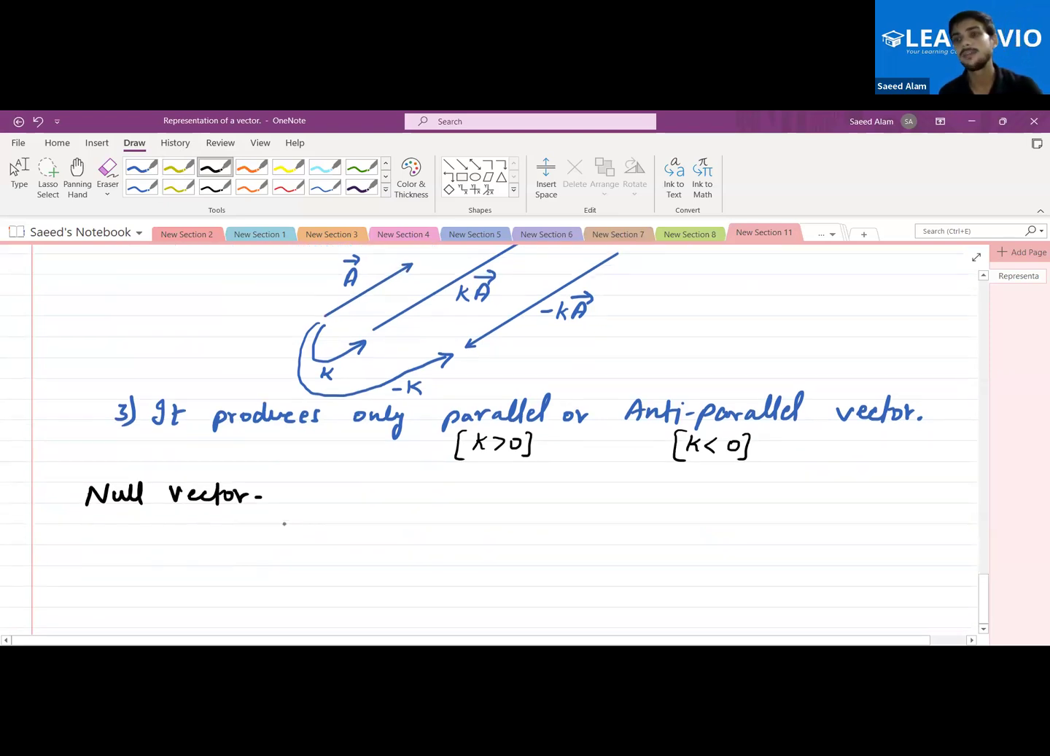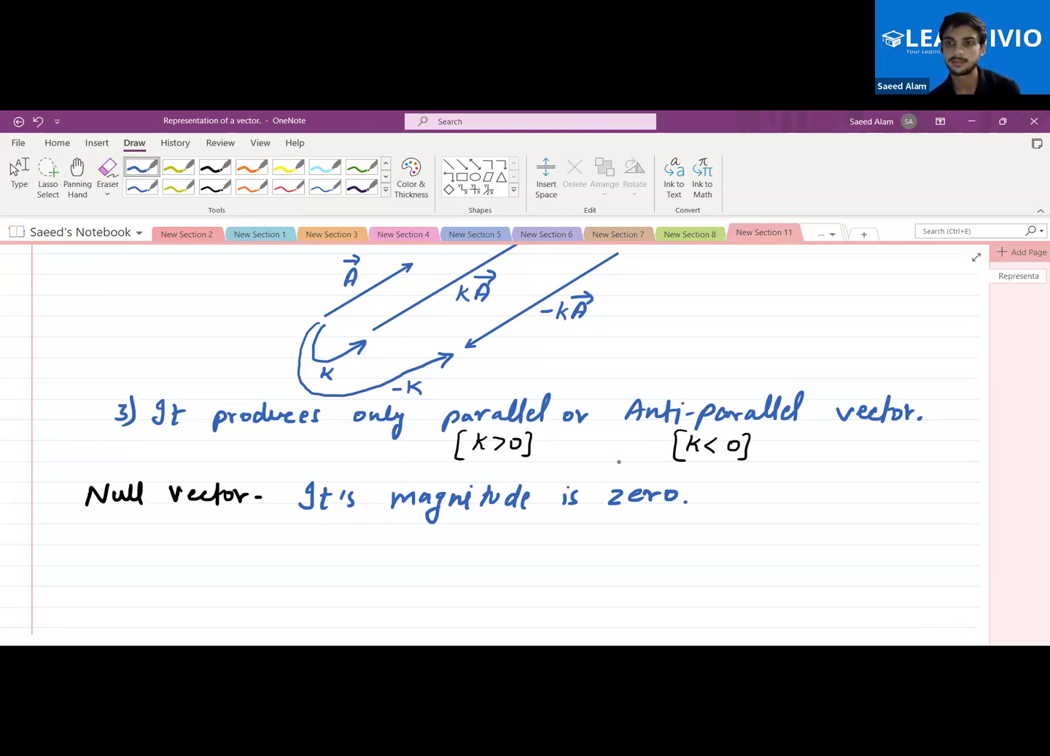What is the null vector? Null means what? What can you understand from the word null? Zero. Yes, a null vector is one whose magnitude is 0. Only this is the condition. Its magnitude is 0, and can you now understand that if its magnitude is 0, you can't define its direction? Yes or no?